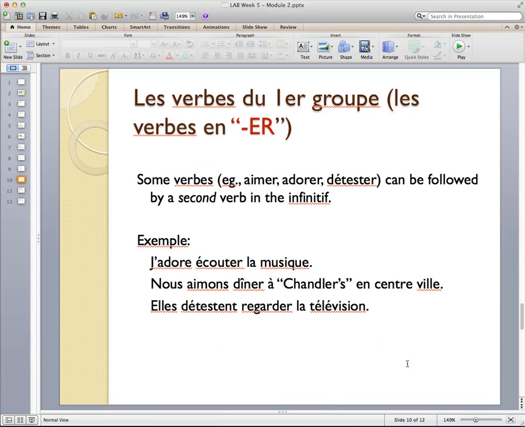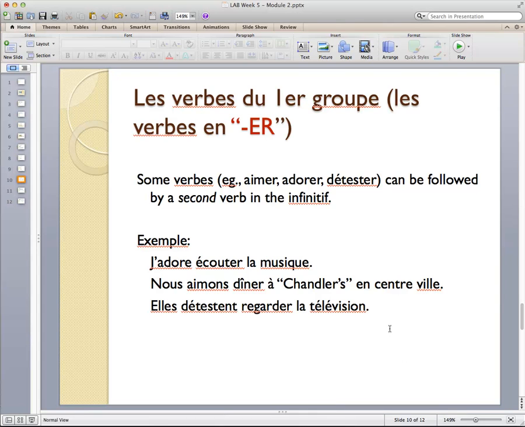Some verbs, for example, aimer, adorer, détester, can be followed by a second verb in the infinitive. For example, j'adore écouter la musique. I love listening to music. Nous aimons dîner à Chandler's, en centre-ville. We like to eat or dine at Chandler's in downtown. Elles détestent regarder la télévision.